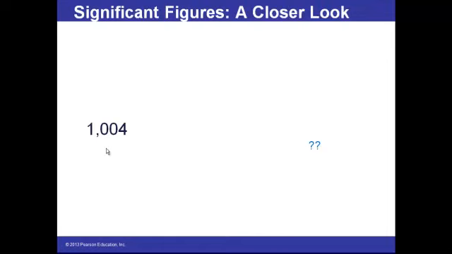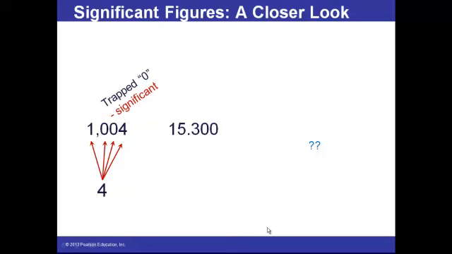If we have 1004 written down, how many significant figures do we have? Hopefully you said 4. These zeros are trapped in between the numbers, so they are going to be like any other number. They will be considered significant. So 1, 2, 3, 4. These are trapped. They're significant. We've got 4 significant figures in this number.